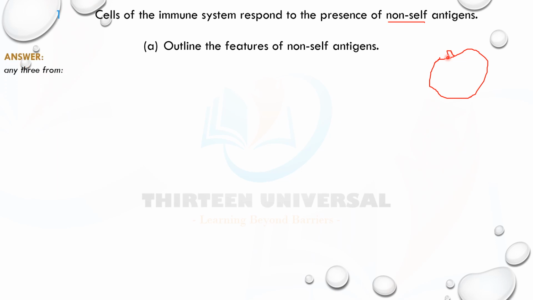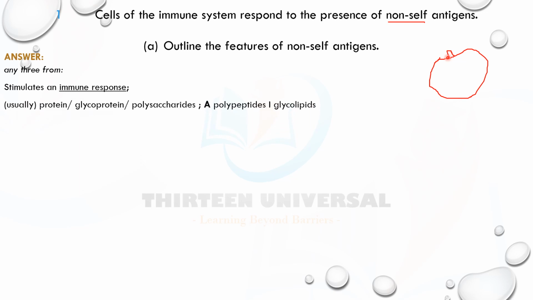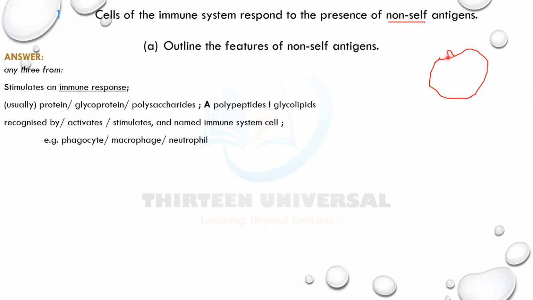So they stimulate an immune response, and they are usually proteins. These are the features. They are recognized by, and activate, phagocytes such as macrophages and neutrophils. They can as well activate B or T lymphocytes. Ignore plasma cells, because B lymphocytes are first activated and then they differentiate to form plasma cells. It also leads to production of antigen presenting cells.